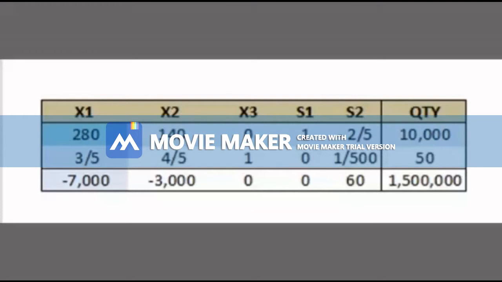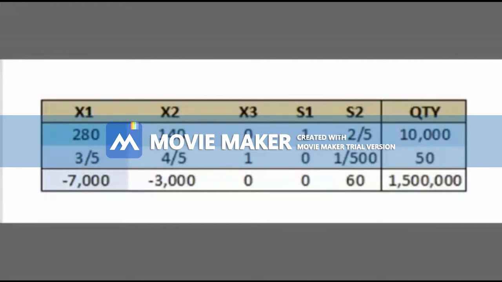For the x3 column, we have 0, 1, 0. For s1, we have 1, 0, 0. For s2, we have negative 2 over 5, 1 over 560. And for the quantity column, we have 10,000, 50, and 1,500,000. We still have the same process. We obtain the pivot number of 280.